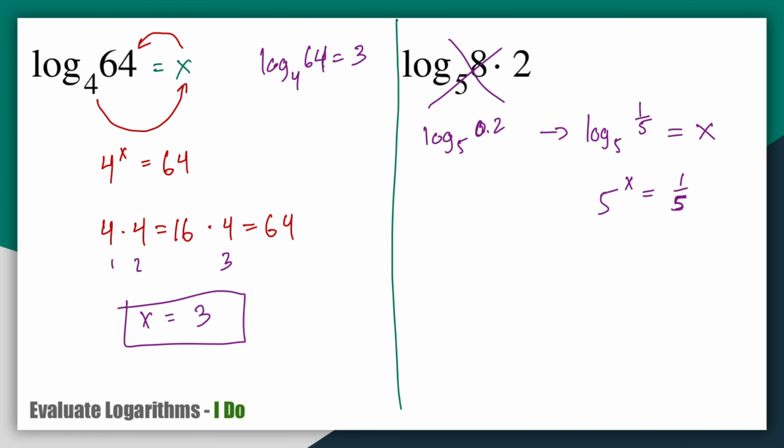Okay? Now, this is interesting, right? Because we think 1, 2, 3, 4, 5. We're thinking 5 times 5 is 25. 5 times 5 times 5 is 125. And we have a fraction. So that needs to trigger your negative exponent here.